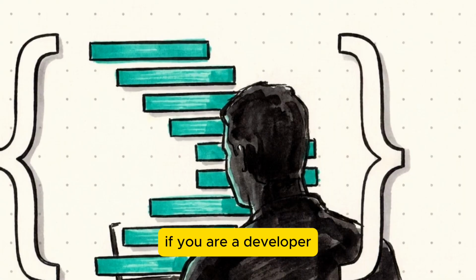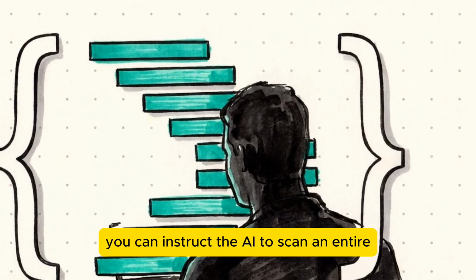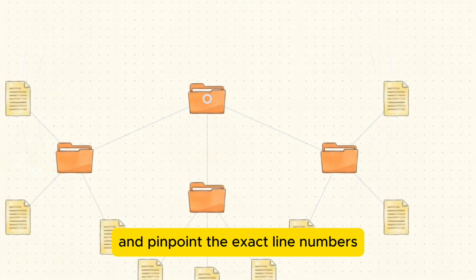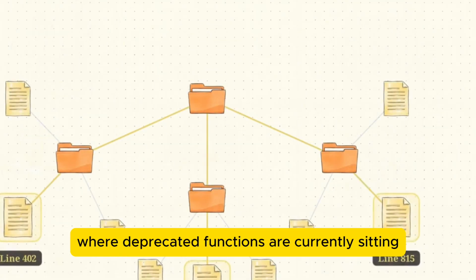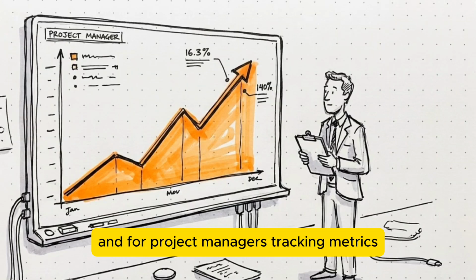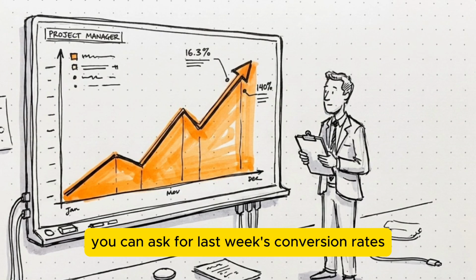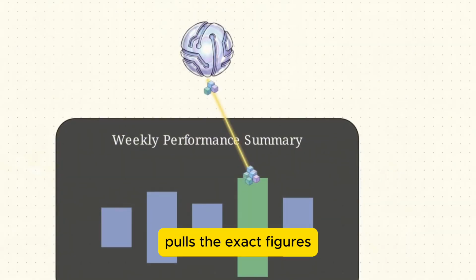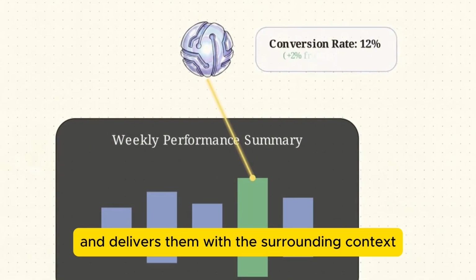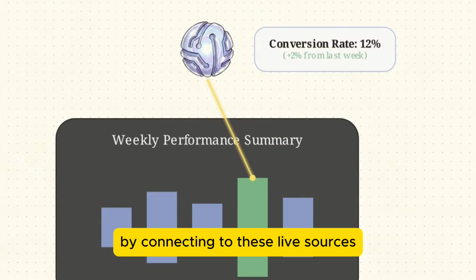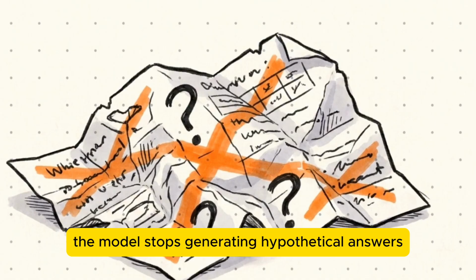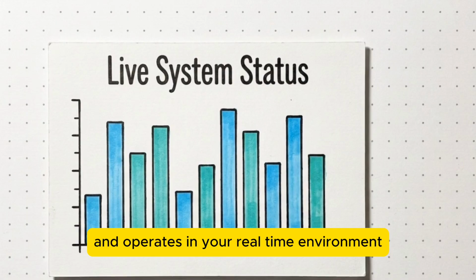If you are a developer, you can instruct the AI to scan an entire external code repository. It will search the live codebase and pinpoint the exact line numbers where deprecated functions are currently sitting. And for project managers tracking metrics, you can ask for last week's conversion rates. The AI connects directly to your live analytics dashboard, pulls the exact figures, and delivers them with the surrounding context. By connecting to these live sources, the model stops generating hypothetical answers and operates in your real-time environment.